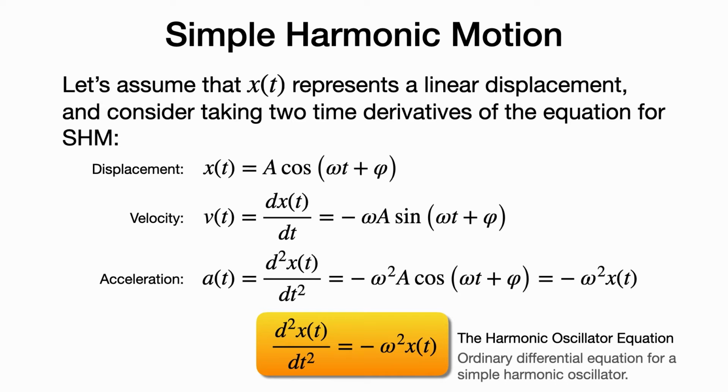This equation is called the harmonic oscillator equation. Mathematically, it's what's called an ordinary differential equation. You don't have to understand exactly how we solve these equations right now, but it is important to understand that all systems undergoing simple harmonic motion will satisfy this equation.